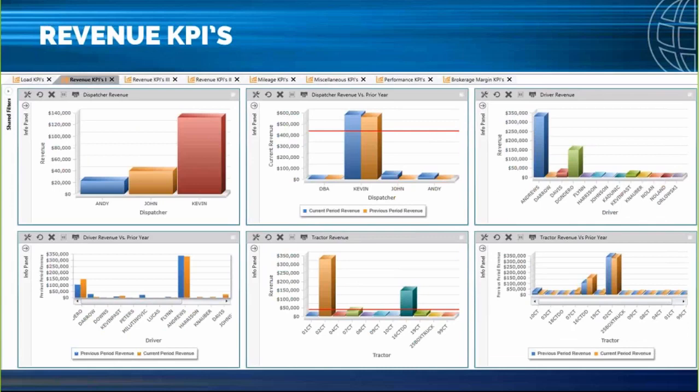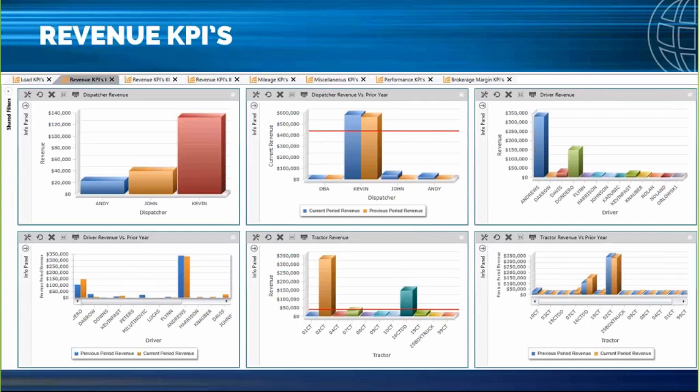Revenue KPIs, there's going to be 3 different views that we're going to look at here. In these KPIs, we can see dispatcher revenue in the upper left. To the right of that, we can see dispatcher revenue versus the prior year, and in that one, we've got a goal line, so we can see dispatchers that are above or below that line.